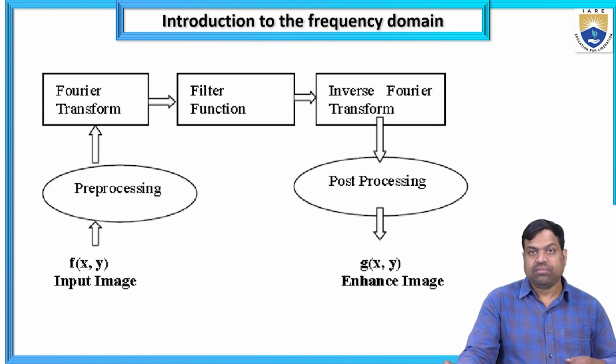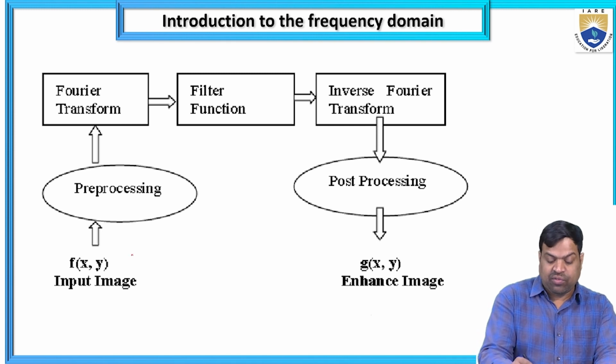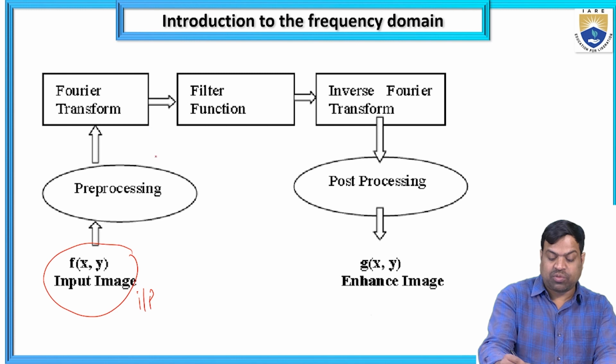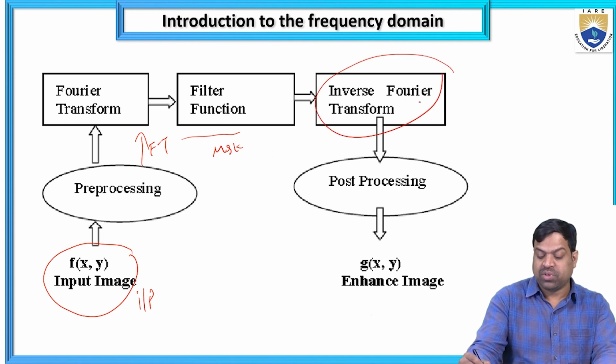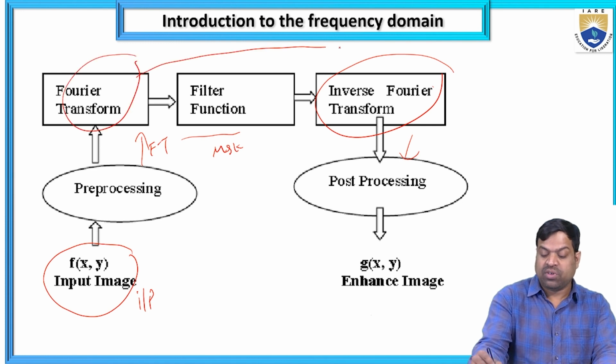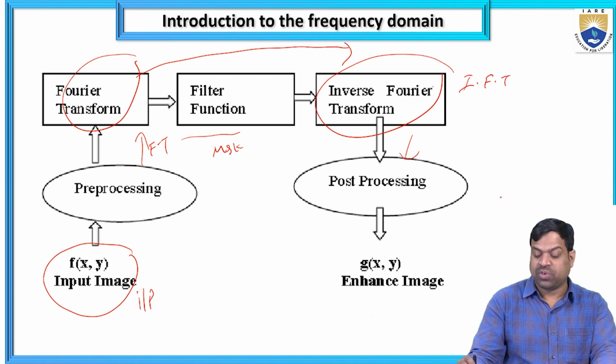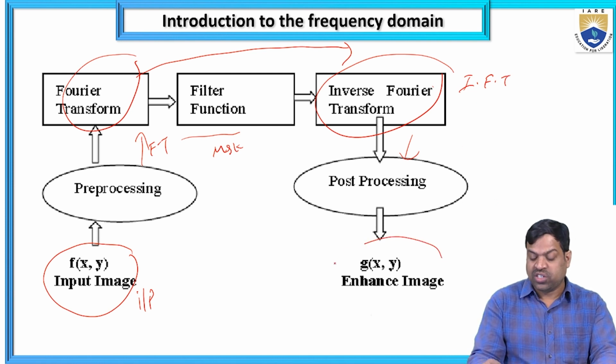So here f of x comma y is the input image, and the processing is the Fourier transform. What is the processing? I am applying the Fourier transform, with a filter function or mask technique applied here, and then the inverse Fourier transform as post processing. So the inverse Fourier transform is applied to this result. It is the post processing, giving g of x comma y, the output image.